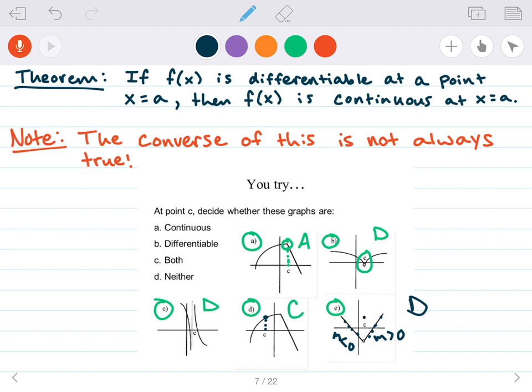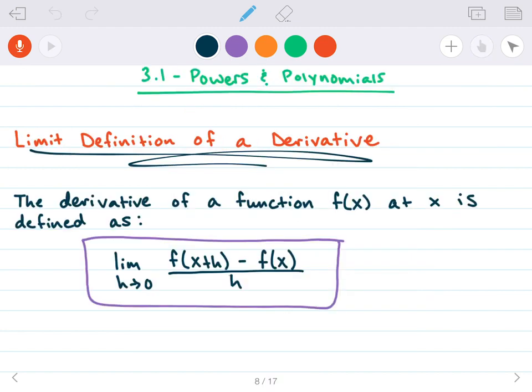Thanks for watching. Hey guys, welcome to the next part in this week's lecture. This section is going to be Chapter 3, Section 1 from the textbook. And basically what we're going to be doing is talk about a shortcut to taking derivatives so we don't have to use the limit definition every time because it's pretty tedious.